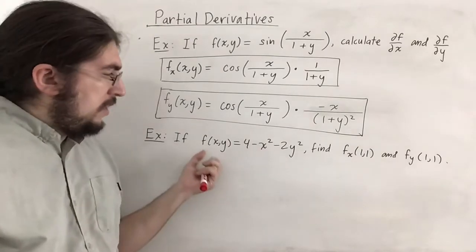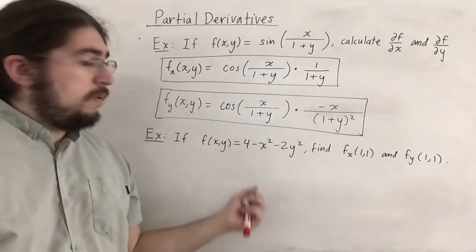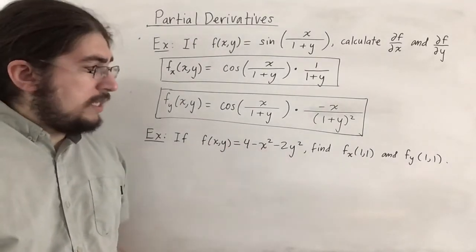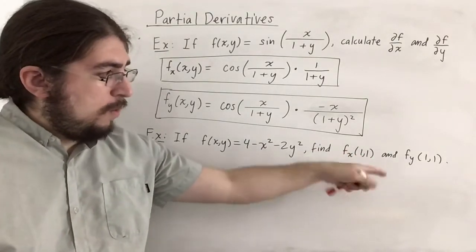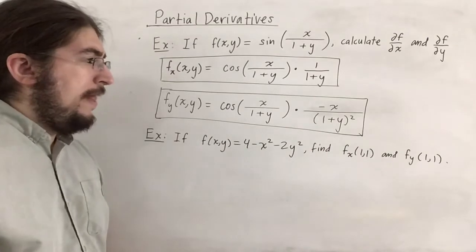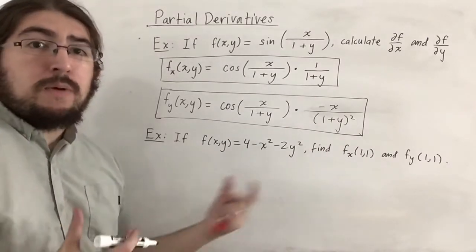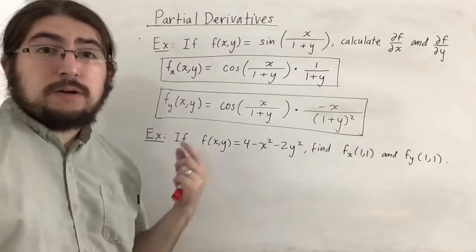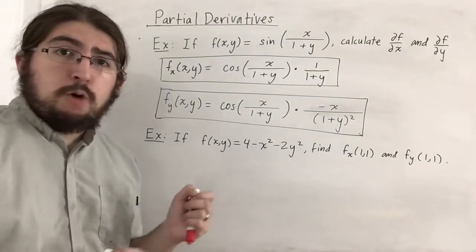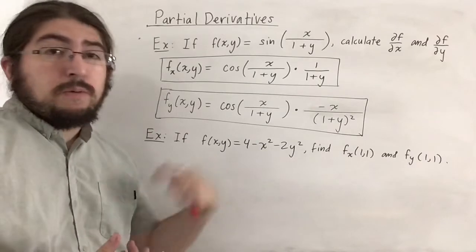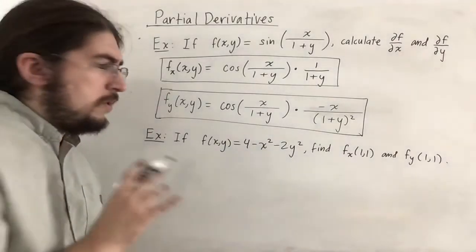So here we have this function of two variables, 4 minus x squared minus 2y squared. And we want to find f sub x of (1, 1), and then f sub y of (1, 1). And then from there, I'm actually going to interpret what these values represent. They represent slopes, kind of like the derivative evaluated at a number represents the slope at the point with that x value. So we'll discuss that soon enough.